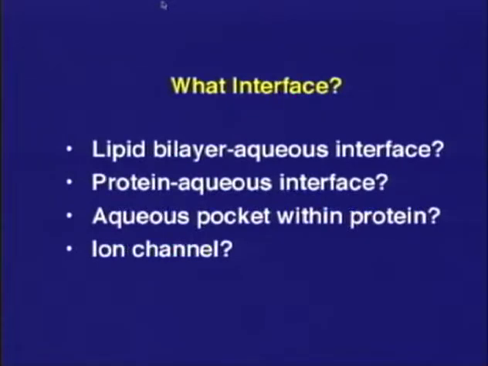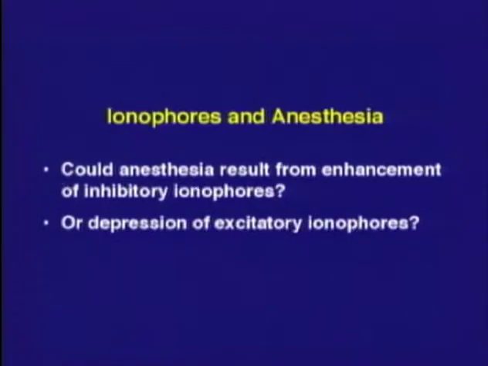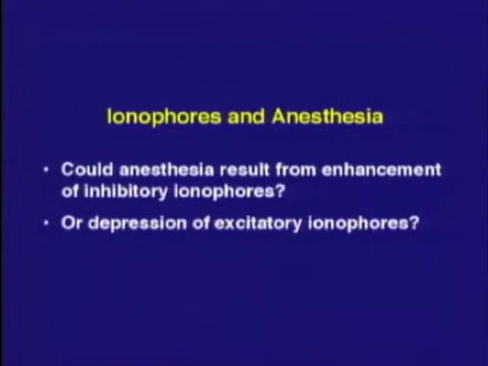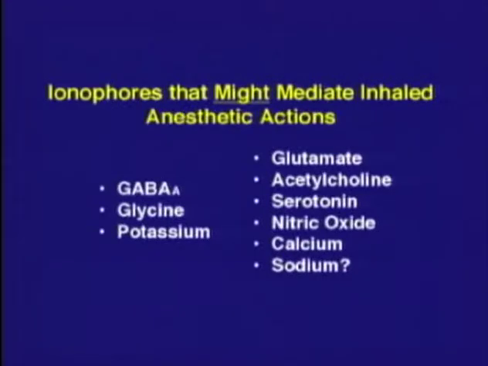Ion channels are ionophores, holes through membranes. And there are a lot of potential targets that we might consider. Some of these might be excitatory ionophores, or others might be inhibitory ionophores. How would you explain anesthesia by an action on an inhibitory ionophore? Acting on certain receptors like glycine or GABA. So those would be the specific receptors where you might get enhancement, as this slide suggests, or you might get depression of excitatory ionophores. And there's a list of ionophores that have been shown to be influenced by anesthetics in ways that could explain anesthesia.